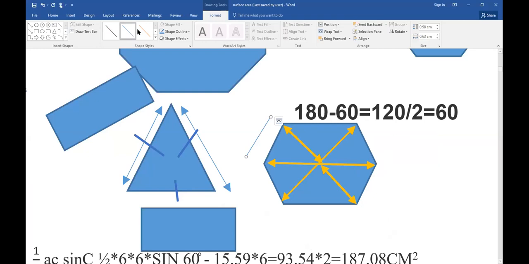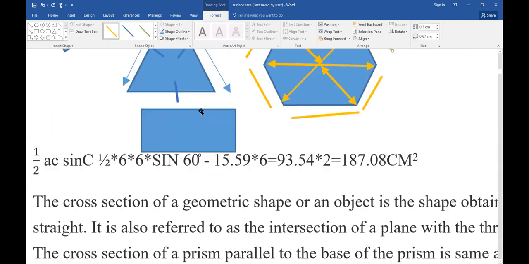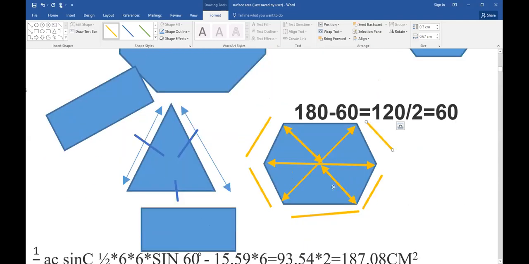I'm saying this distance is 6 centimeters. This distance here is also 6 centimeters. And even this distance here is also 6 centimeters. And even this one is 6 centimeters. And even this other one here is 6 centimeters. So it is 6 centimeters all through. So if this is 6 centimeters, remember this one and already put it here.